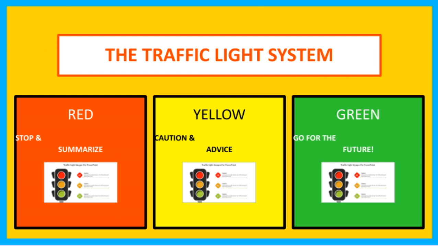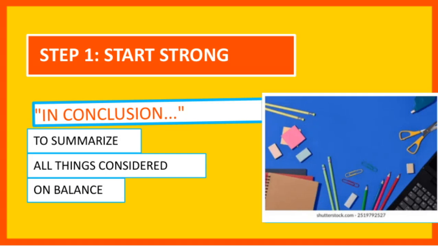On balance, all things considered, to summarize, and in conclusion, these phrases are essential because they help us frame our final thoughts clearly. When we say, on balance, we're emphasizing that we've looked at all the factors and are weighing them carefully. All things considered highlights that we've taken everything into account before making a judgment. To summarize, signals that we're about to wrap up and give a concise overview of our key points. And, in conclusion, is a strong way to signal that we're finishing our argument or presentation.